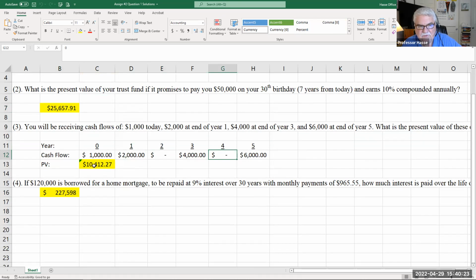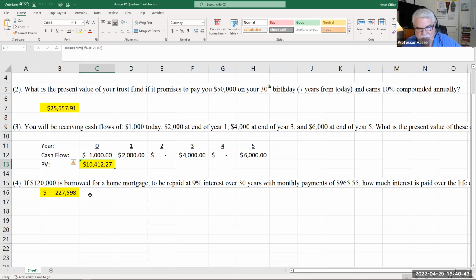Question number 3 is determining the present value of 5 years, but remember, in year 2 and year 4, there's no money. So the present value is the net present value of these 1, 2, 3, 4, 5 years discounted at 7%, plus you add in the 1,000 for year 0, where there's no interest calculated because it's happening right now, and you get 10,412.27.